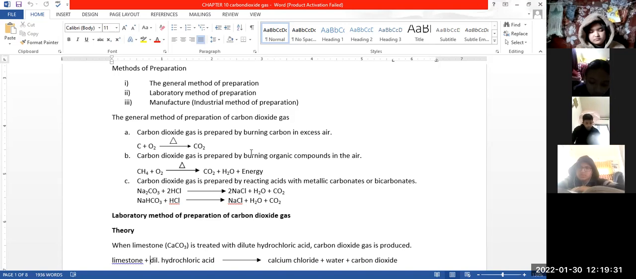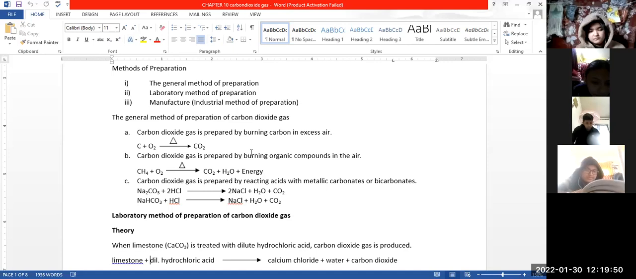Then other important method of preparation is laboratory method of preparation. In the laboratory method of preparation, we use specific chemicals to prepare carbon dioxide in laboratory. We need two chemicals.